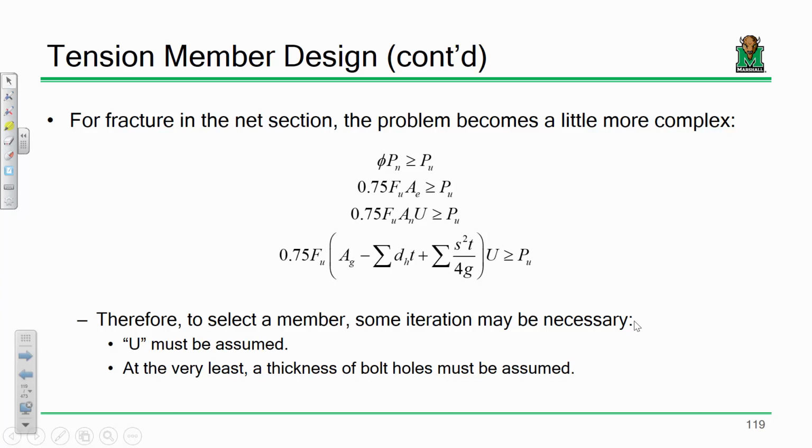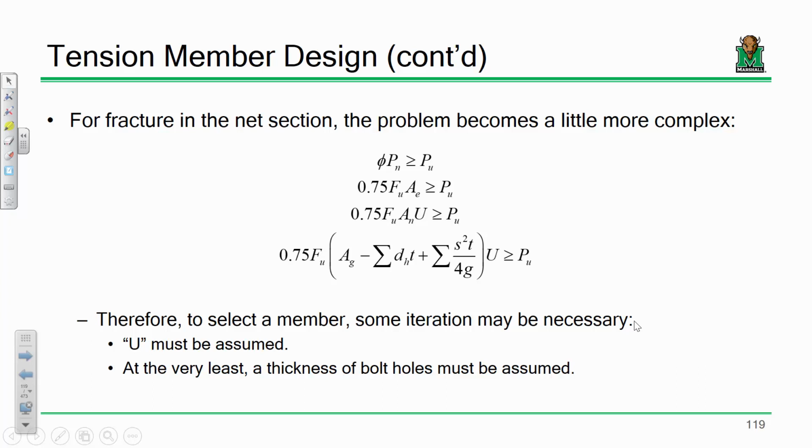But with net section fracture, there's a little bit more going on, because what is the net section fracture capacity? Well, it's 0.75 times Fu times the net area times U. And what's the net area? Well, the net area is the gross area minus the area lost due to bolt holes plus the presence of any stagger factors. So it's messy, right? There's no way to really solve for something.